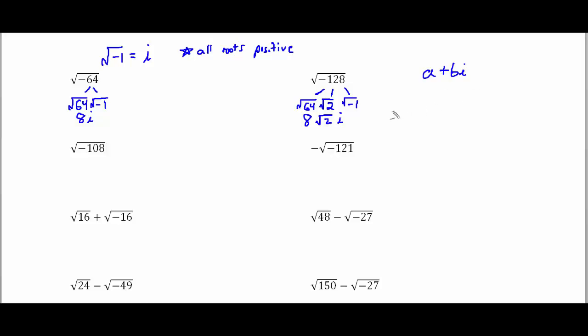But please make sure that you draw the i separate from the square root, because the square root of negative 1 is i, and I want you to avoid writing the square root of i in any shape or form. So if you don't put the i back under the square root, the definition is the square root of negative 1 is i, not anything under the radical here.